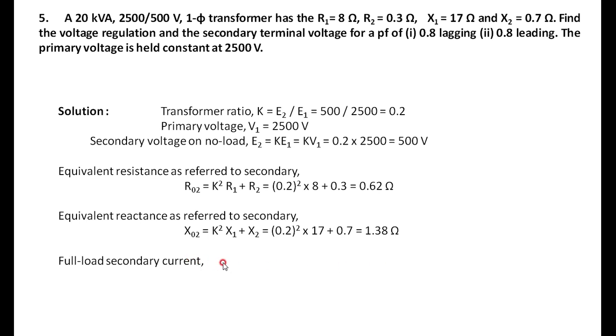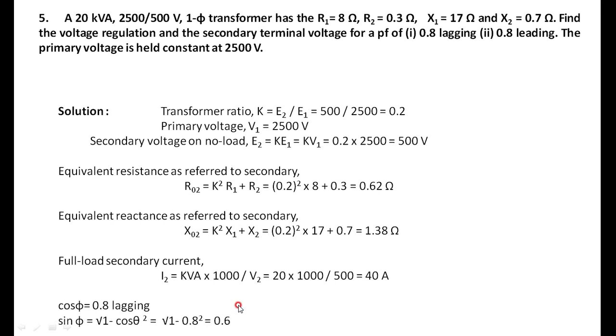Then the full load secondary current, we know, is 20 kVA, that is 20 into 10 raised to 3, divided by 500, which works out to be 40 amperes. Then, given the power factor, first we consider the lagging power factor. We also calculate sin phi: if cos phi is 0.8, the corresponding sin phi is 0.6.